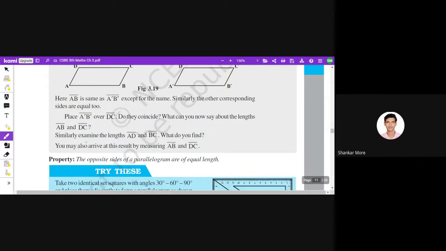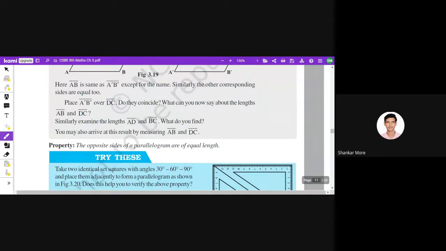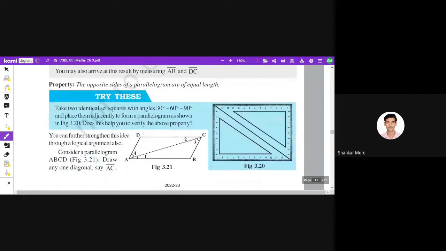So similarly, examine the length of AD and BC. What do you find? You may also arrive at this result by measuring AB and DC. So what will be our result? Result will be opposite sides of parallelogram are of equal length. देखो, मतलब इसका क्या मीनिंग हुआ कि opposite sides of parallelogram are of equal length. That is one more thing we got to learn, right? Now let us suppose we have to prove this. So take two identical set squares. Students, please let me know the addition of adjacent angles is equal to 180.